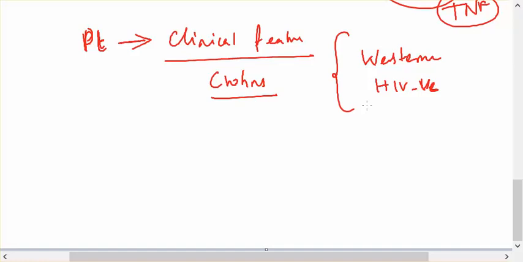Mycobacterium bovis. Understand? So you have to keep this in your mind. Which area you practice, which patients come, it's very important in inflammatory diseases.